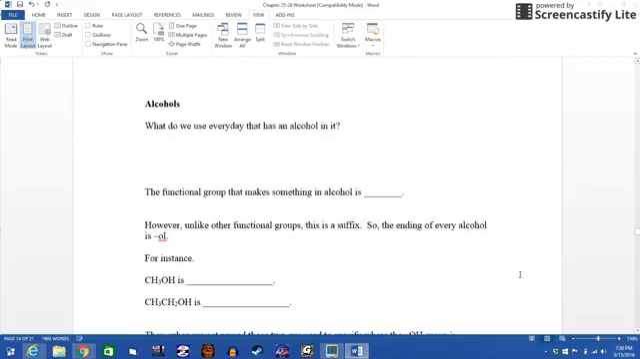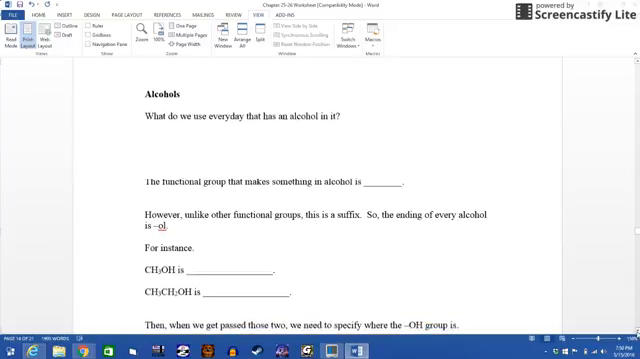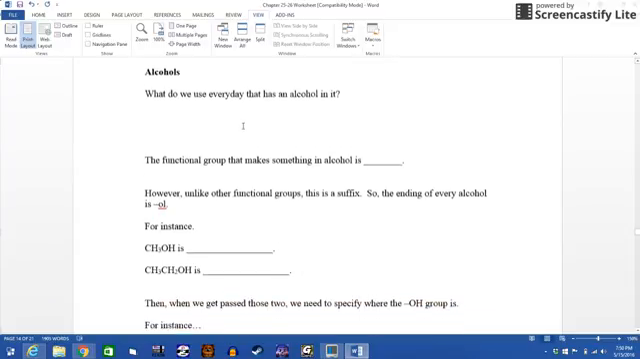I'd like to skip right ahead to a little bit down from the top of page 14 and talk about alcohols. What do we use every day that has an alcohol in it? Alcohols are in things like Purell, other hand sanitizers, and of course rubbing alcohol, which is used commonly for disinfecting. All of these have different kinds of alcohol groups.